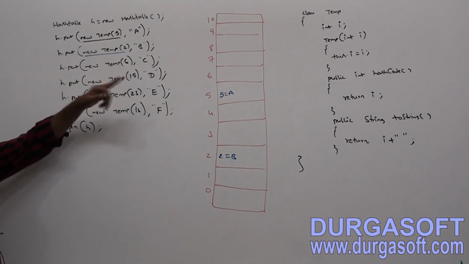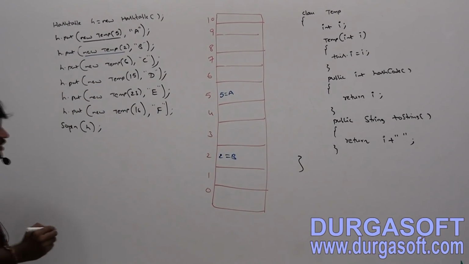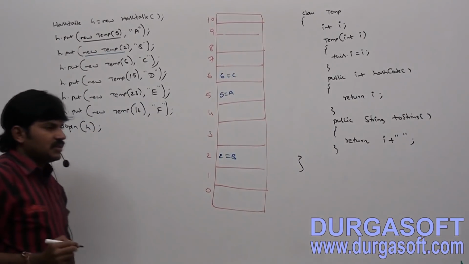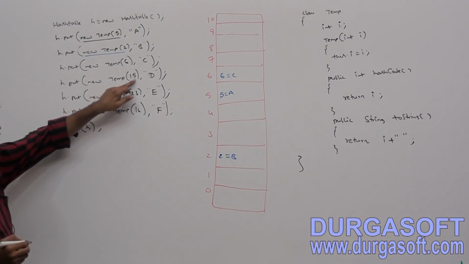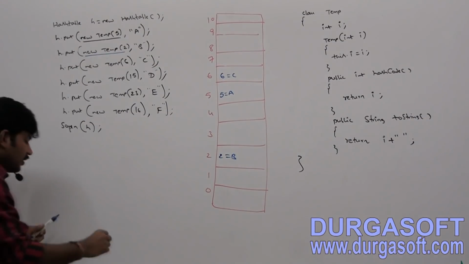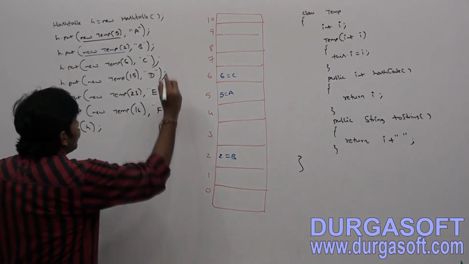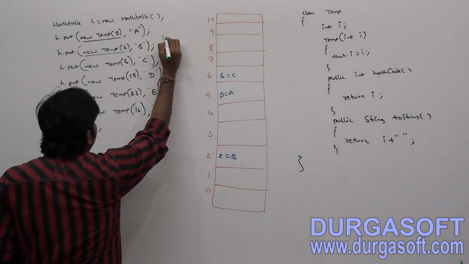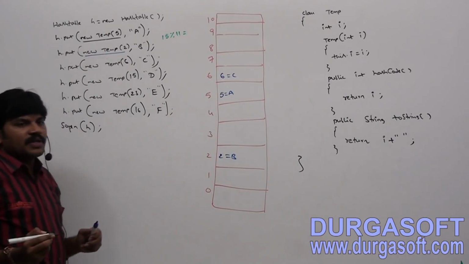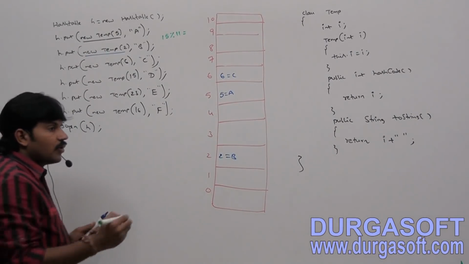New temp of 6 comma c. Have you observed new temp of 6 comma c? Then in the sixth number bucket, 6 is equal to c is there. New temp of 15 comma d. Oh, the 15th bucket is not there. If the 15th number bucket is not there, 15 percentage 11. What is the answer? 4.